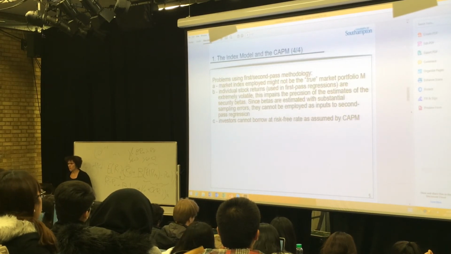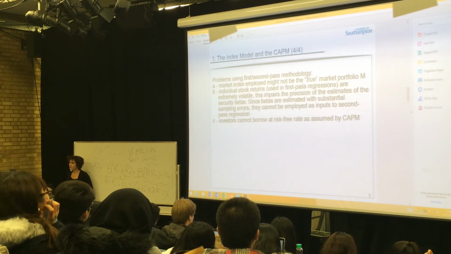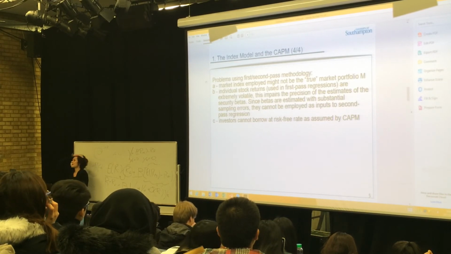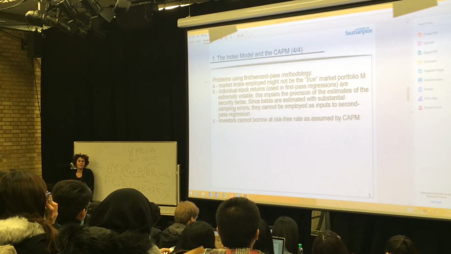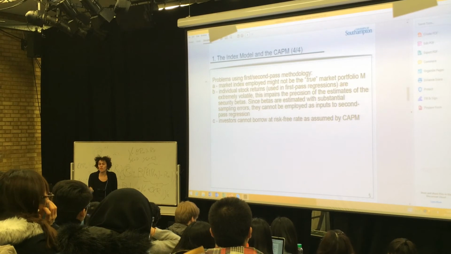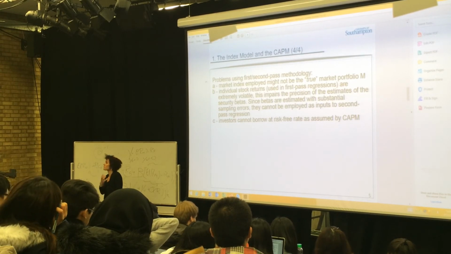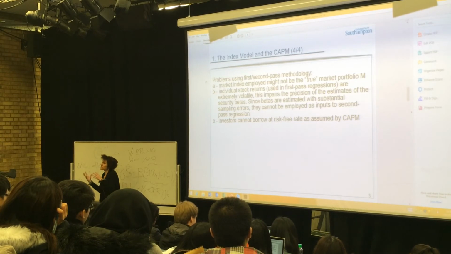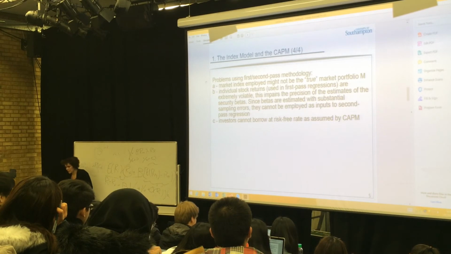The problem with this methodology is that in the first regression, first of all, I don't know what the true market portfolio is. The capital asset pricing model just speaks about a generic market risk, but I don't know what it is. I just use a proxy, the stock market index, but it is just a way to measure the market portfolio, not the true market portfolio as in the theoretical model.